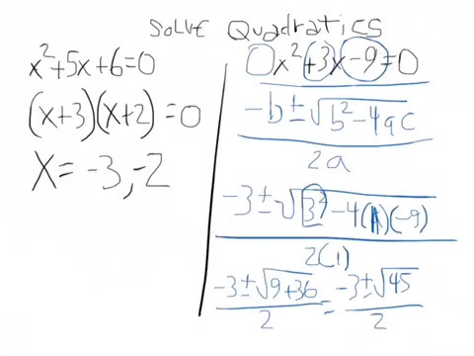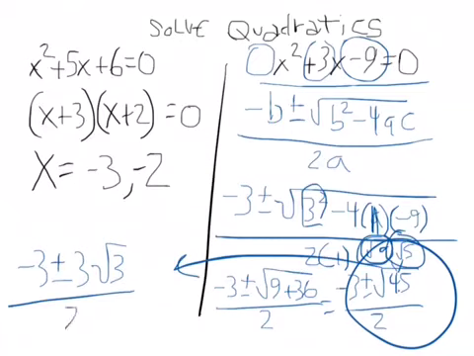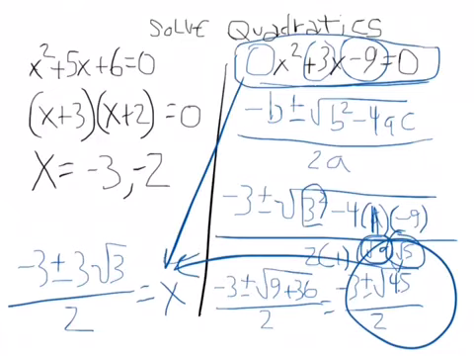This 45, I could split that up. 45 is 9 times 5, and those are both being square rooted still. So square root of 9 is 3, so I'm going to rewrite this as negative 3 plus or minus the square root of 9, which is 3, times the square root of 5. I'm not going to go any further with that, and that whole thing is divided by 2. So there are my values that x would be to make this equation true.